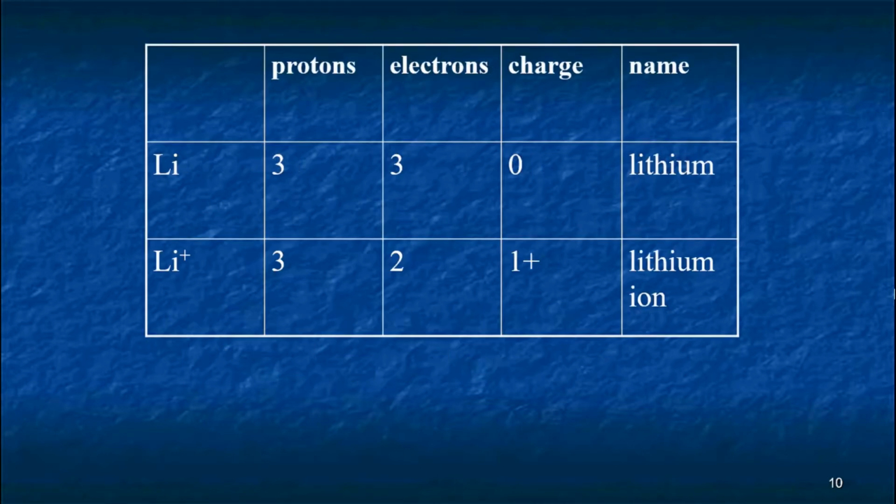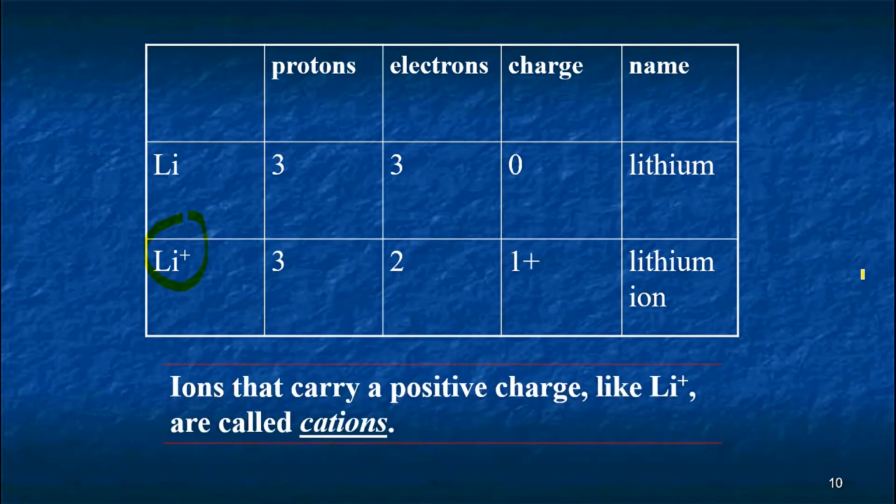Let's consider lithium. Lithium is a metal with atomic number 3, so it would have 3 protons and 3 electrons with a 0 charge, and we call it lithium. The lithium ion, on the other hand, which we represent with an Li and a positive superscript, would have still 3 protons because it's the same atomic number, but it only has 2 electrons, leaving an imbalance of charge that results in a +1 net charge. We call this the lithium ion, and for ions that carry a positive charge, like lithium ion, we call them cations.